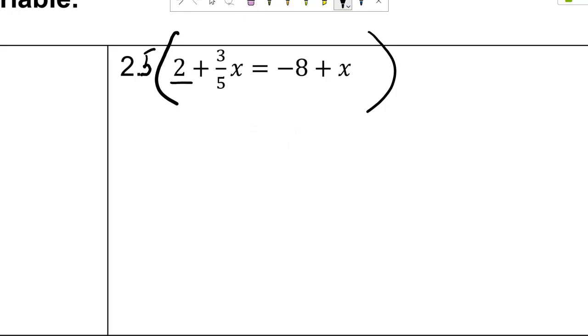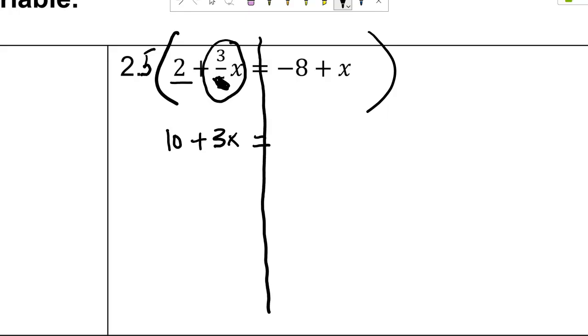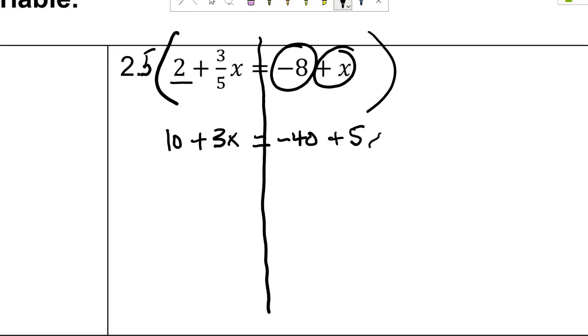So the 2 multiplied by 5 is 10, plus when we multiply this by 5, the 5's just cancel, leaving us with 3x. And we've got our equal sign. I should draw my line again. All right, continue to multiply everything by 5. Now we've got this. Well, that would be negative 40 multiplied by 5. And then this one, 5x.